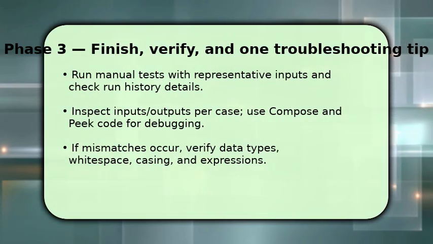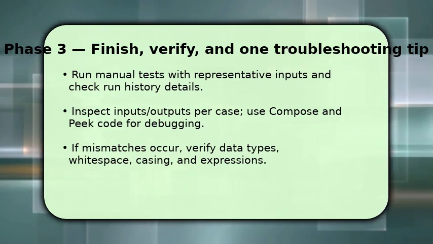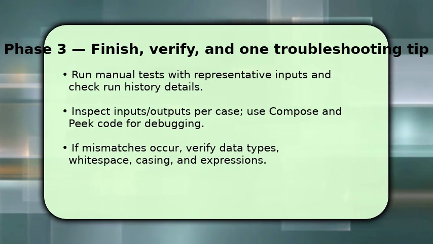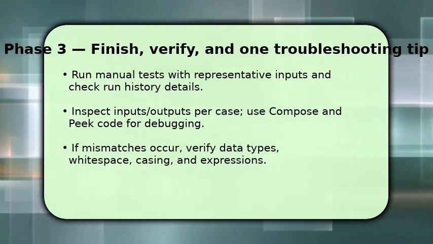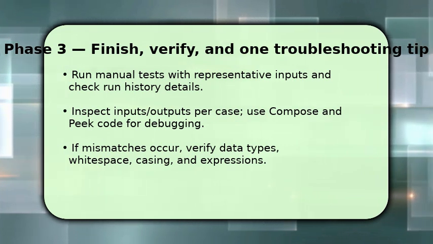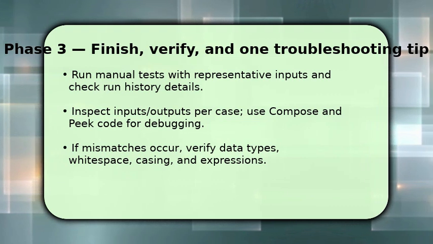Finish by testing the flow end to end, trigger it with real or sample inputs, and review the run history. You should inspect the switch input and each case output to confirm which branch ran and why. If a case never matches, check for whitespace, casing differences, or type mismatches, string versus integer, and correct the expression.